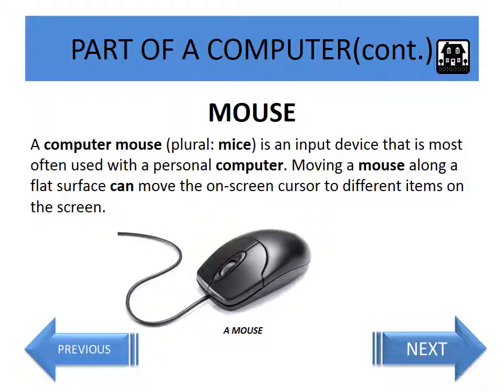Move on to the mouse. What is a mouse? A mouse, plural mice, is an input device that is most often used with a personal computer. Moving a mouse along a flat surface can move the on-screen cursor to different items on the screen. When using a computer, you can see the arrow that moves around like a pointer to select things. The mouse serves as the controller of this pointer that moves around to select these items. You can see the two buttons to click and right click, we call it the left.